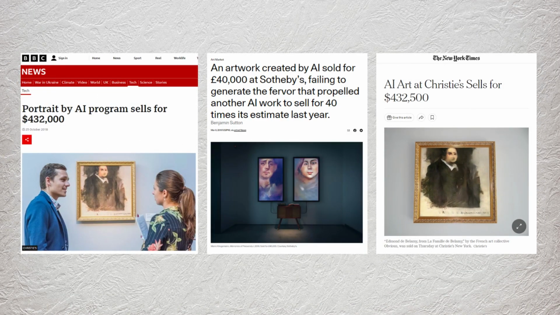But the acclaim did not come without controversy. One major point of contention is authorship. Who is the artist here?